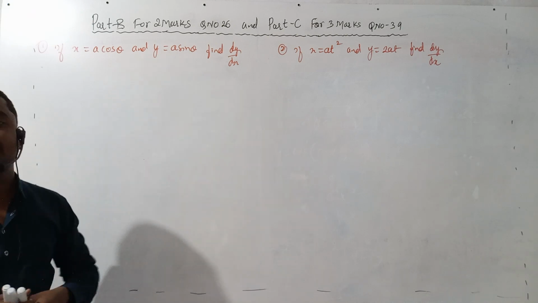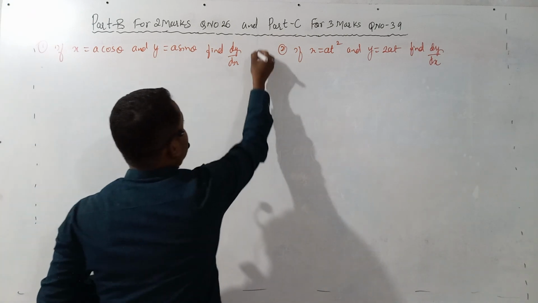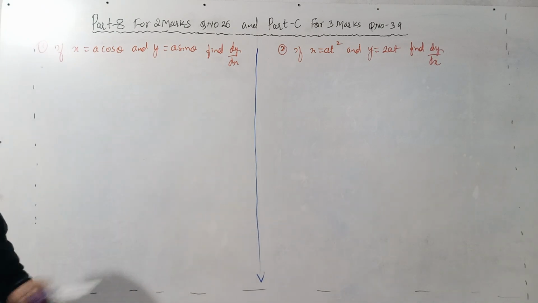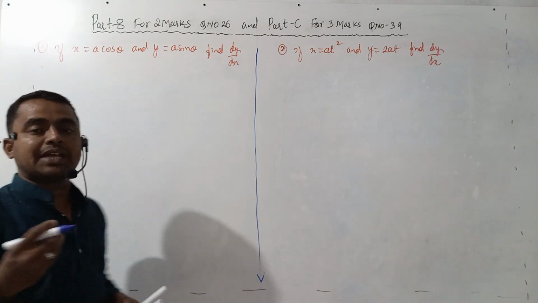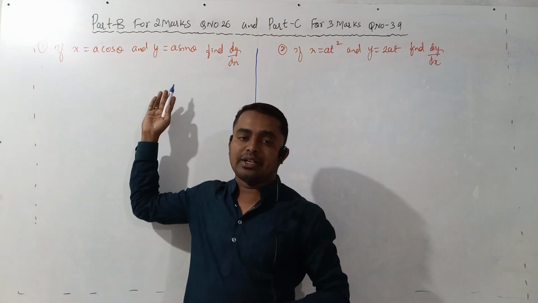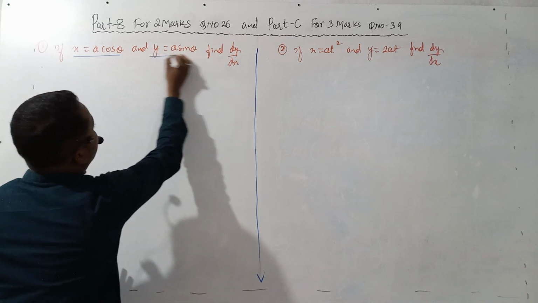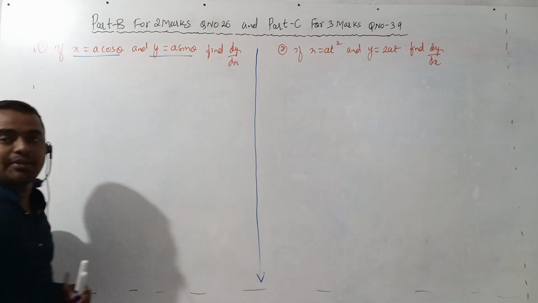a sin theta, find dy by dx. Here the two functions are given separately with a defined third variable, that is theta or t. Sometimes it may be given as theta, sometimes as t. So here x is equal to a cos theta and y is equal to a sin theta. Then we have to find dy by dx.